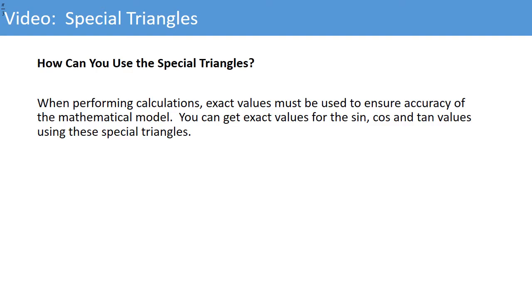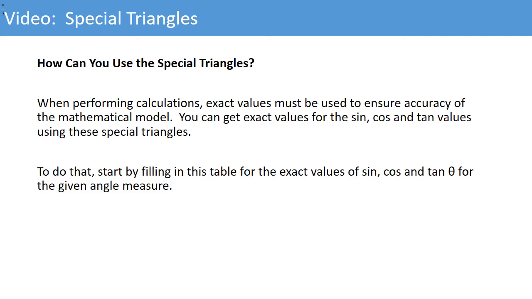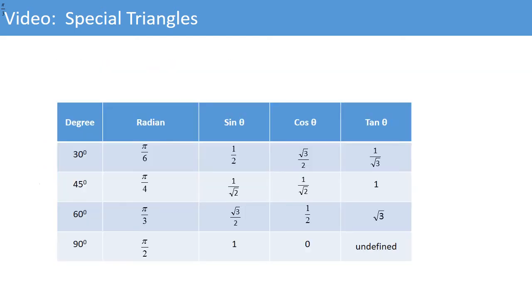How can you use the special triangles? When performing calculations, you want your answers to be as accurate as possible. To do that, you need to make sure you are using exact values. If you use these special triangles, you can get exact values for sine, cos, and tan. To do that, let's start by filling in the table on the next slide, showing the exact values of sine, cos, and tan for the given angle measure.